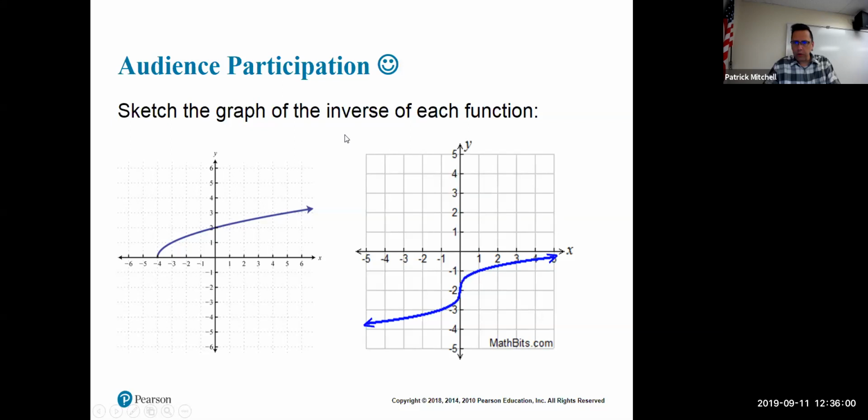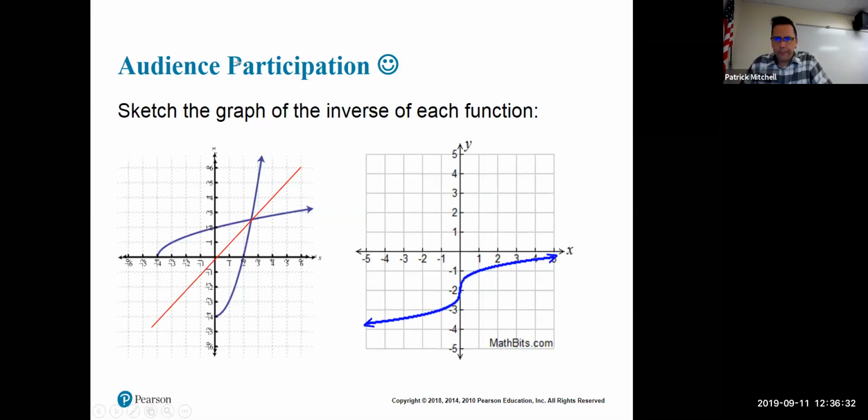Okay, let's compare notes. So graph number 1, let's see. I'm not going to draw the line this time because I actually have the inverse all in here. Maybe I'll draw the line after I get it up there. I don't want to mess it up. All right, so your inverse would look something like that, right? Here is the line y equals x, looking something like that. All right, and then graph number 2, that inverse looks something like this.